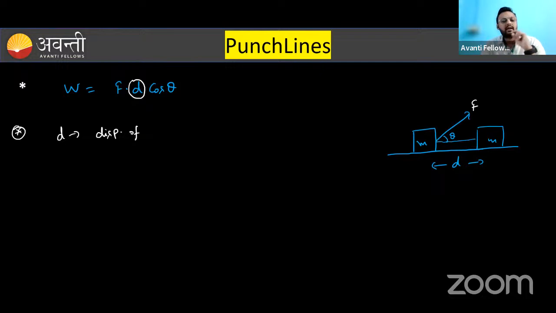Are you getting this thing? D is the displacement not of the whole body. D is the displacement of the point of application of force. I will give you some example on that. Displacement of point of application of force. Listen to it once again.